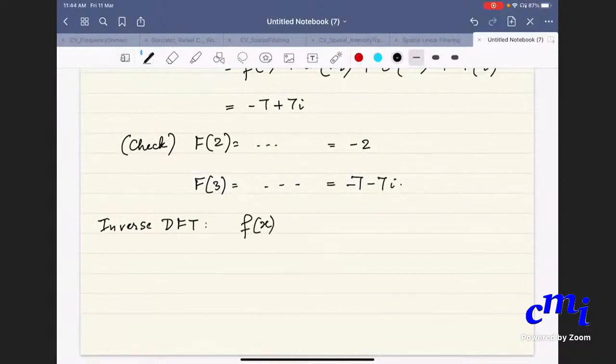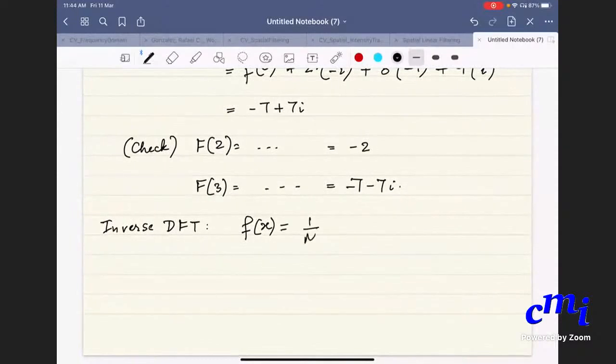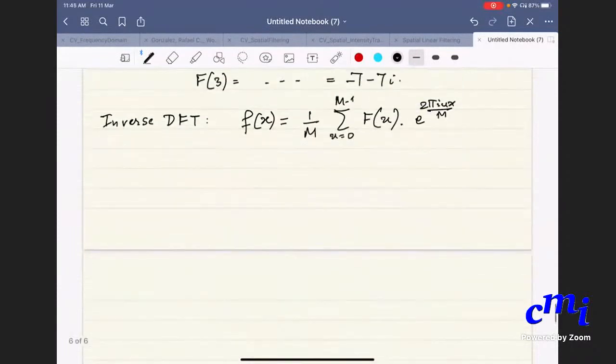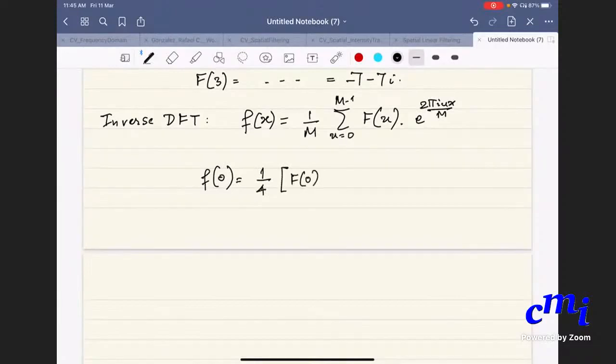So this also, I'm not going to do all the computations, I'll leave it to you. This is the formula: summation u goes from 0 to n minus 1, capital F of u times e raised to 2 pi i u x by m. Okay, so for x goes from 0 to 3, we want to compute small f of 0, small f of 1, small f of 2, small f of 3. So f of 0 is 1 over 4, just like before. This is just going to be capital F0 plus capital F1 plus capital F at 3.